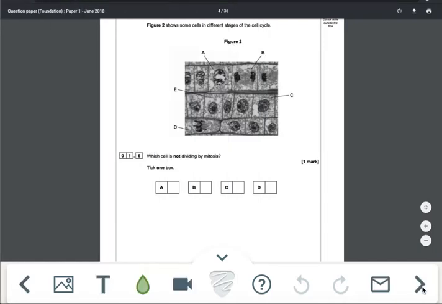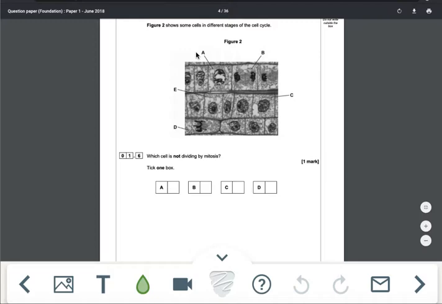And we've got another picture. It says it shows some cells in different stages of the cell cycle. There you go, we can see that, pointing out 5 different cells to us. The question is, which cell is not dividing by mitosis? A, B, C, or D? So I guess for this question we can just ignore E, don't need to worry about that. And we'll just start with A, I guess, and see what it's telling us.